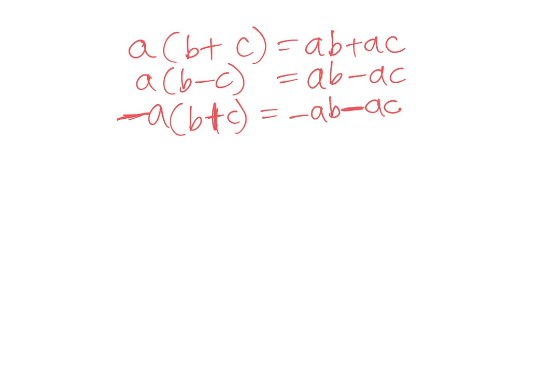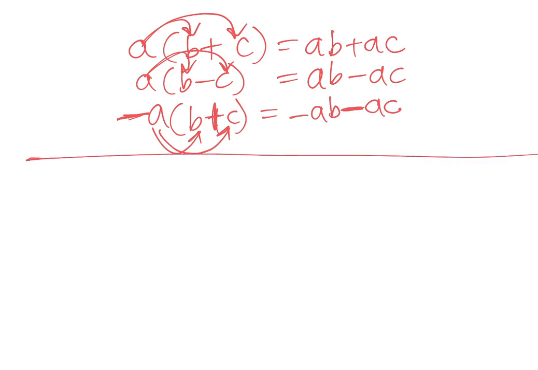So notice the principle is the same. The thing on the outside will multiply the things inside. That is how it goes, okay? The number or letter on the outside would distribute in.